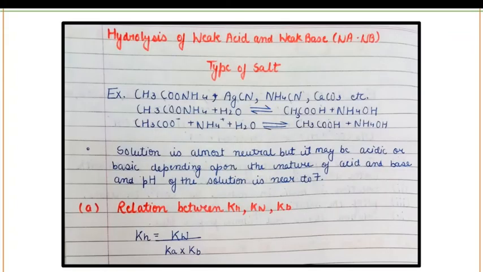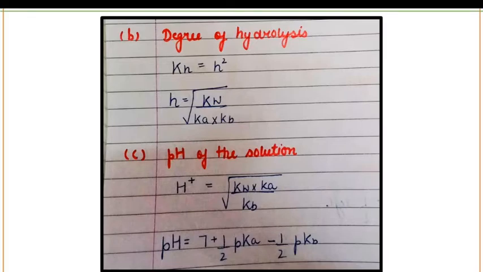Next we have hydrolysis of weak acid and weak base type salt. If you talk about this kind of solution, then the solution is almost neutral, but it may be acidic or basic depending upon the nature of the acid and base. And the pH of the solution is nearly equal to 7. If we talk about the relationship between KH, Kw and Ka, Kb, KH will be equal to Kw divided by Ka into Kb. Second is degree of hydrolysis. Degree of hydrolysis will be equal to under root Kw divided by Ka into Kb. And pH will be equal to 7 plus half pKa minus half pKb.